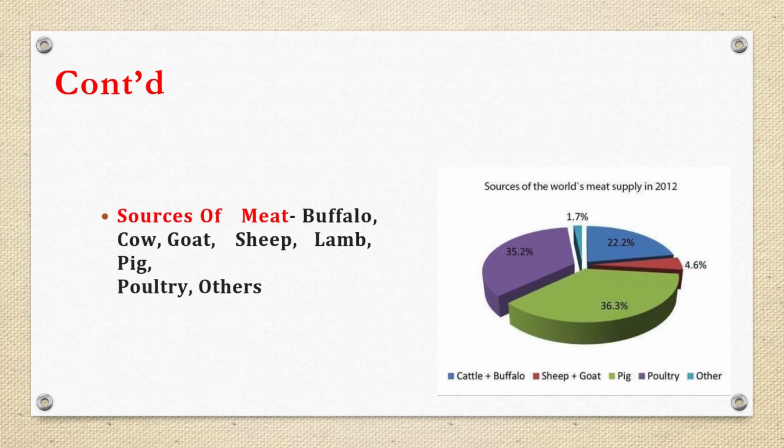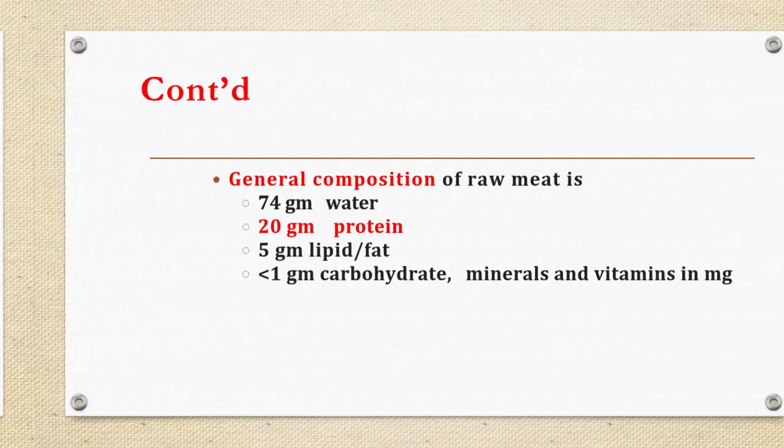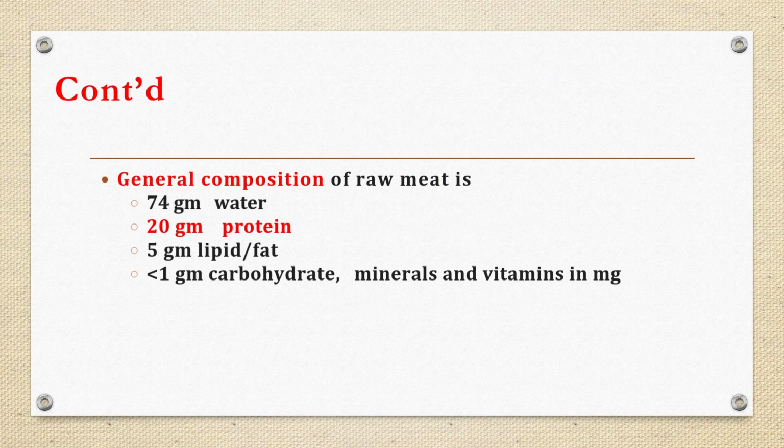So where does our meat come from? The common sources of meat include buffalo, cow, goat, sheep, lamb, pig, and poultry, among others. Let us now look at the general composition of raw meat. This is really interesting. On average, per 100 grams, raw meat contains about 74 grams of water. Yes, meat is mostly water. It has about 20 grams of protein, 5 grams of lipid or fat, and less than 1 gram of carbohydrate, with minerals and vitamins present in milligram amounts.